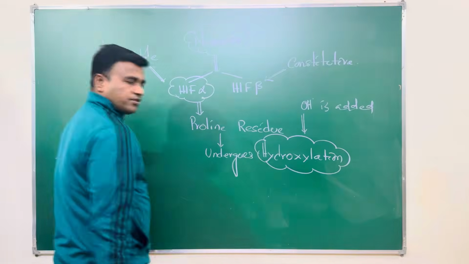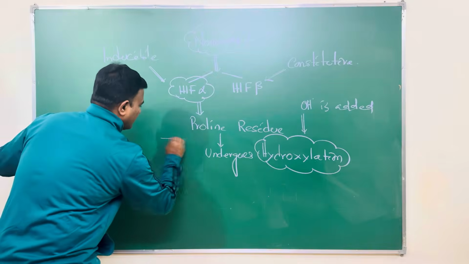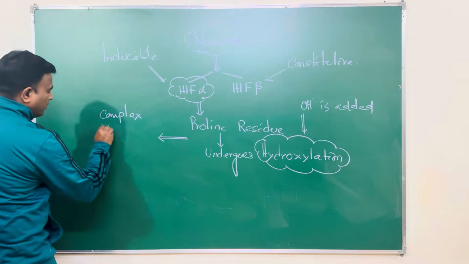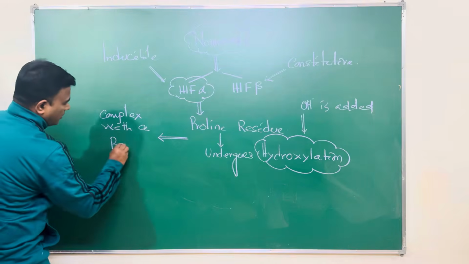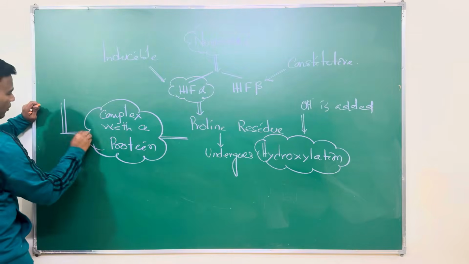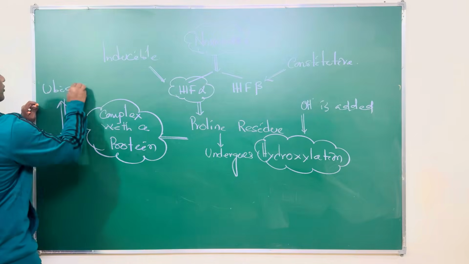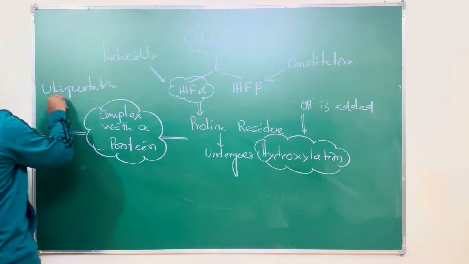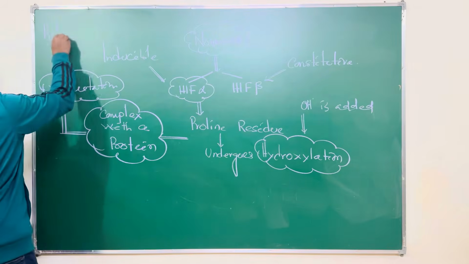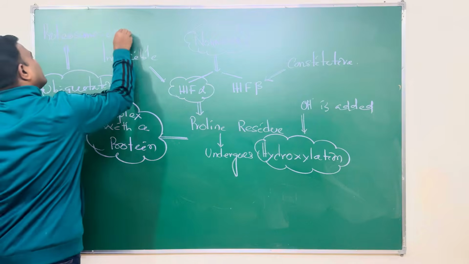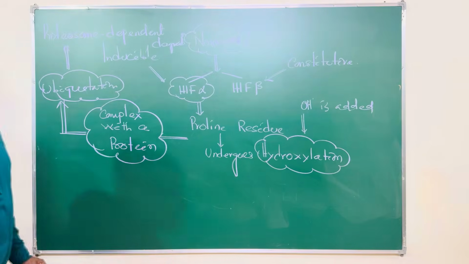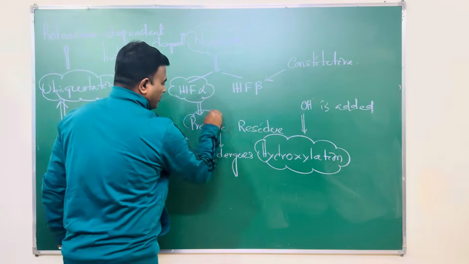Once it undergoes hydroxylation, then at the proline residue, it forms a complex with a protein, and this protein makes it undergo ubiquitination. This ubiquitination is the process which will lead to proteasome dependent degradation. That means what I am saying, once again I am repeating, this HIF alpha is having the proline residue.